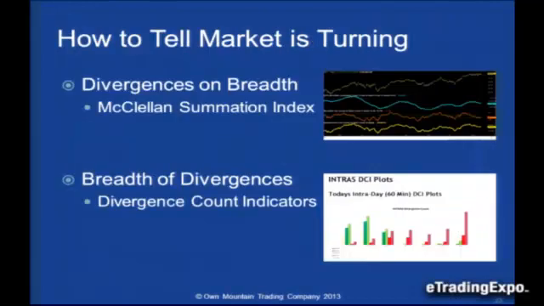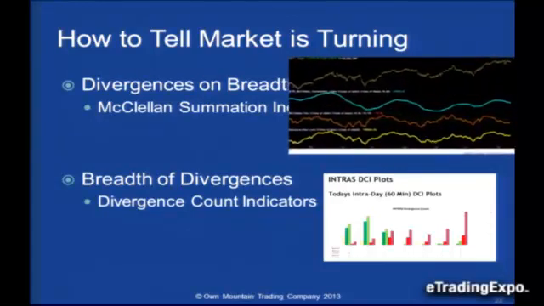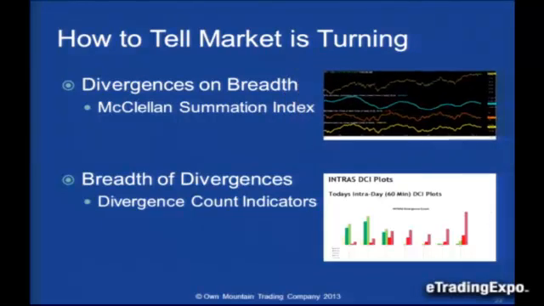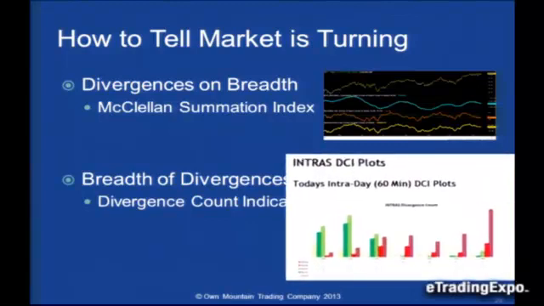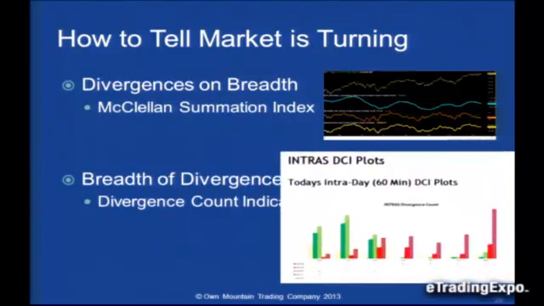Okay, so in summary, I've shown you a couple ways to tell how the market is turning. So one is looking for divergences on breadth, looking at something like the McClellan Summation Index and looking for when it does not confirm the price. The other is looking for a breadth of divergences. So looking for cases where there's a high number of positive divergences in the market or an absence of negative divergence, and then we have a shot of having perhaps a more favorable market environment.